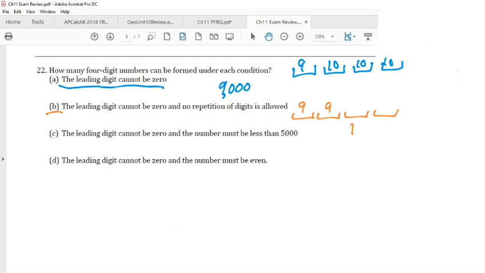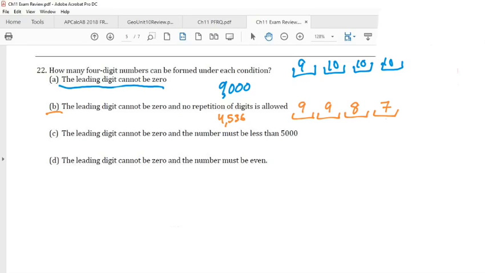And then I get to the next spot. How many options are there for that one? 8. And then 7. So that's all you have to do. You have to go 9 times 9 times 8 times 7. And that's going to give you the total number of numbers that you can make. 4,536.